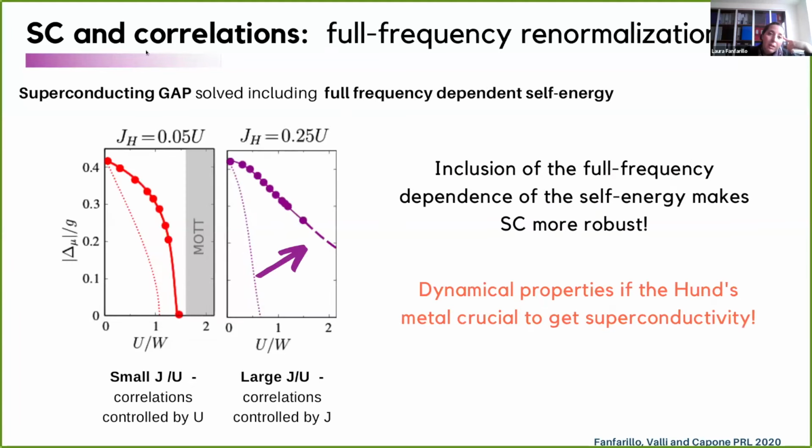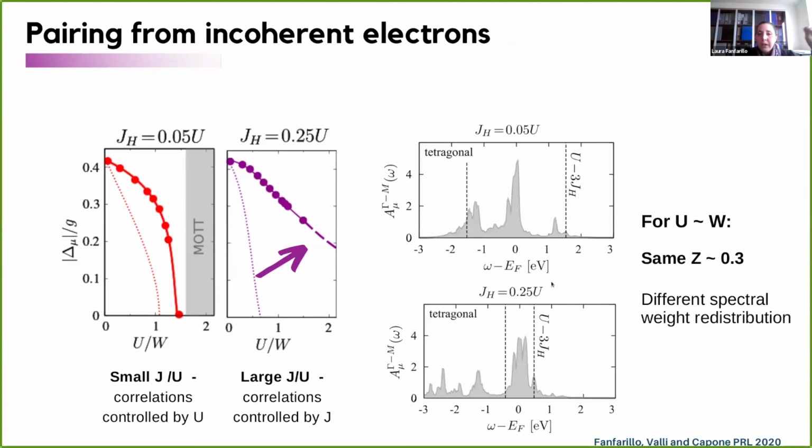What happens instead if I plug the full frequency-dependent self-energy into the BCS calculation? You see that, with respect to the Z-only case, in both cases the gap is larger. So including the finite energy part is making the gap more robust. But there is also a clear differentiation between the effect at low J and large J, with a much larger boost of the superconducting phase in the Hund's metal physics. This is again traced back to a different behavior of the spectral weight renormalization.